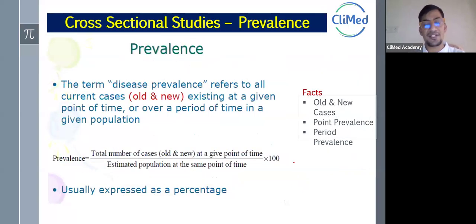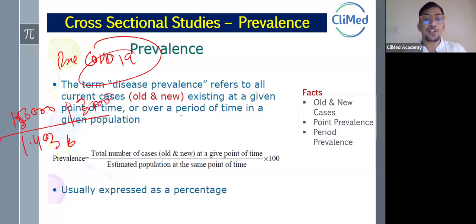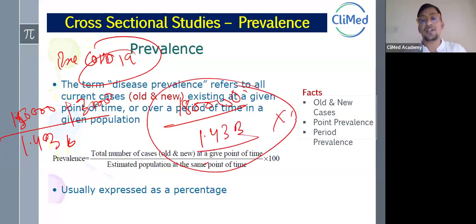Now if I go to prevalence, it is the total cases in a certain time. If I ask you, what is the prevalence of COVID-19 today? Out of the estimated population at the same point of time, like 1.43 billion, in the last 1 or 2 months there are already 1,50,000 cases, and today there are again 30,000. So the total number of cases is 1,80,000, divided by the population, multiplied by 100, because it always comes as a percentage. This much is the prevalence. Prevalence means old and new cases total. There is point prevalence and period prevalence. It can also be the prevalence today: what is the prevalence of COVID today?